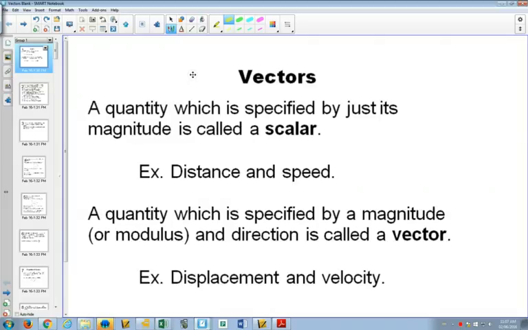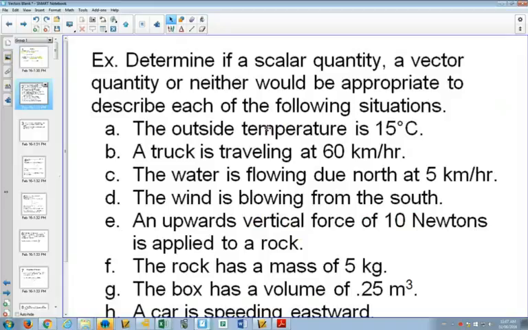We can still highlight stuff. Here's your scalar. That just has magnitude. There's your distance and speed. And here's your vector, which has a size and a direction. Happy highlighting. So what I want you to do is you've got all of these examples, and I want you to put beside them whether you think they're a vector, a scalar, or neither.